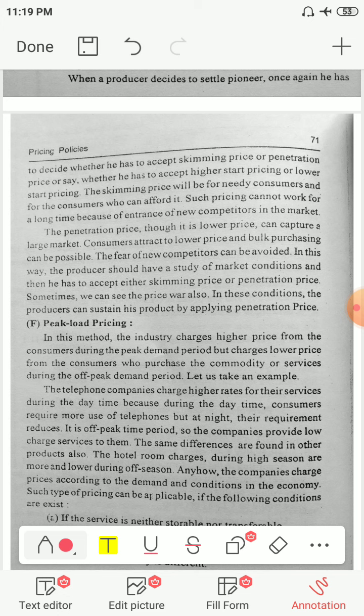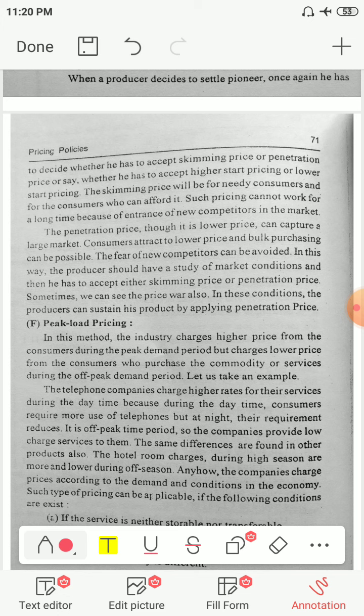Why and how, we have discussed in detail in the skimming and penetration lecture. The penetration price, though it is a lower price, can capture a larger market. Consumers are attracted to the lower price and bulk purchasing becomes possible. The fear of new competitors can be avoided.